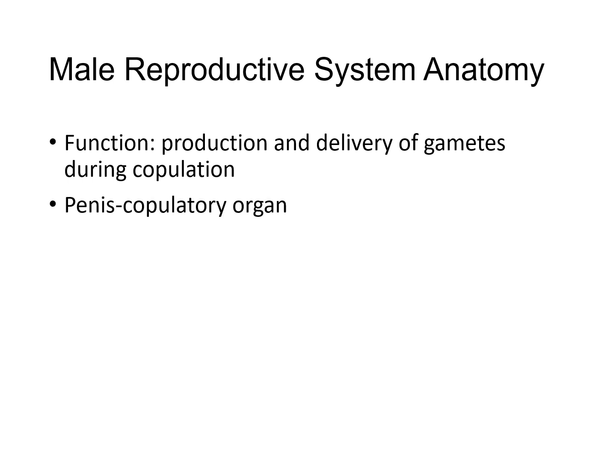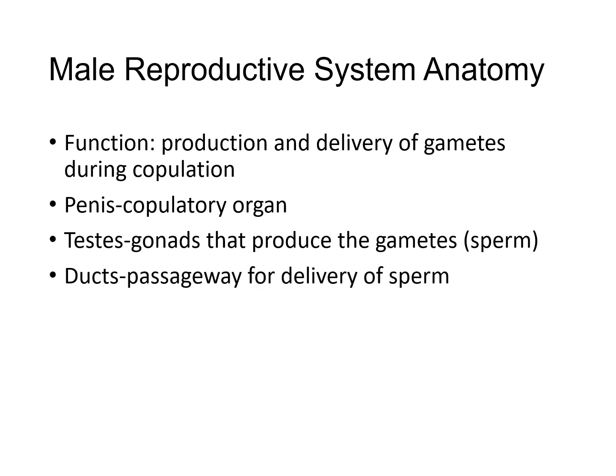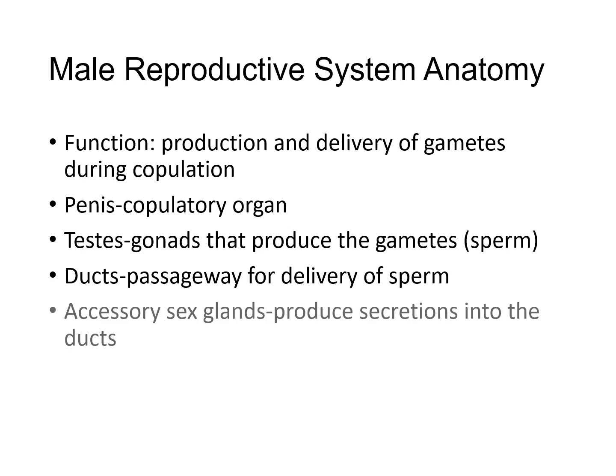The penis is the organ of copulation. The testes are the gonads that produce the male gametes or sperm. The ducts are the passageway for delivery of sperm after being produced by the testes. And then there are accessory sex glands that produce secretions into the ducts that facilitate the delivery of the sperm and also aid the sperm in fertilizing the female gamete or ovum.